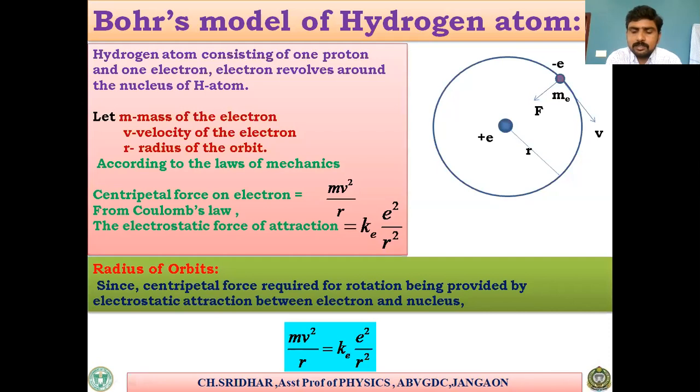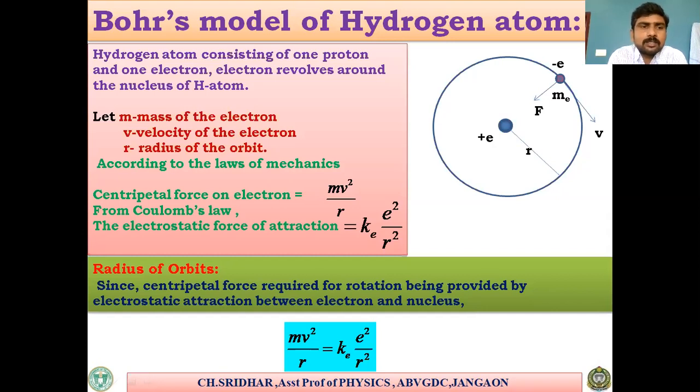So this is the main idea of the hydrogen atom, Bohr's model of the hydrogen atom. An electron is revolving around the nucleus, which consists of only one proton. The force required for the circular motion, that is called the centripetal force, is being provided by the electrostatic attraction between the proton and the electron. Using this relation, we can calculate the radius of orbits, the energy of the orbits and the velocity of the electrons.